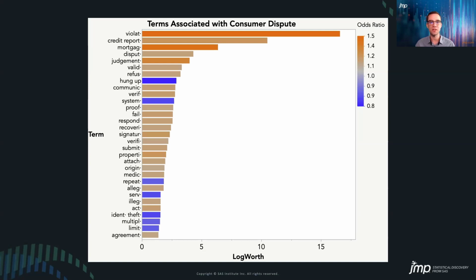Maybe I want to use the presence or absence of that term in part of a predictive model to help flag potentially problematic complaints up front so that we could escalate their resolution.